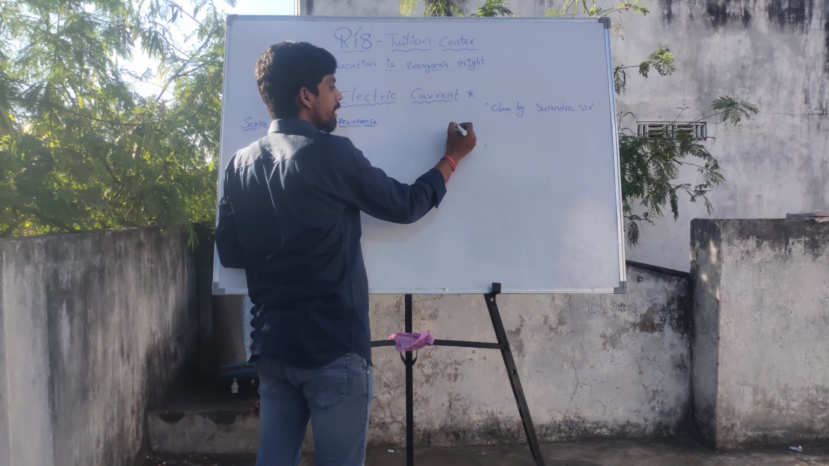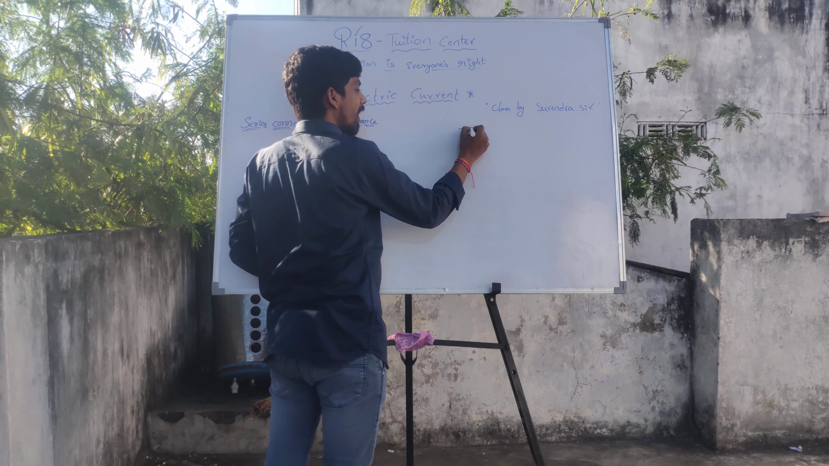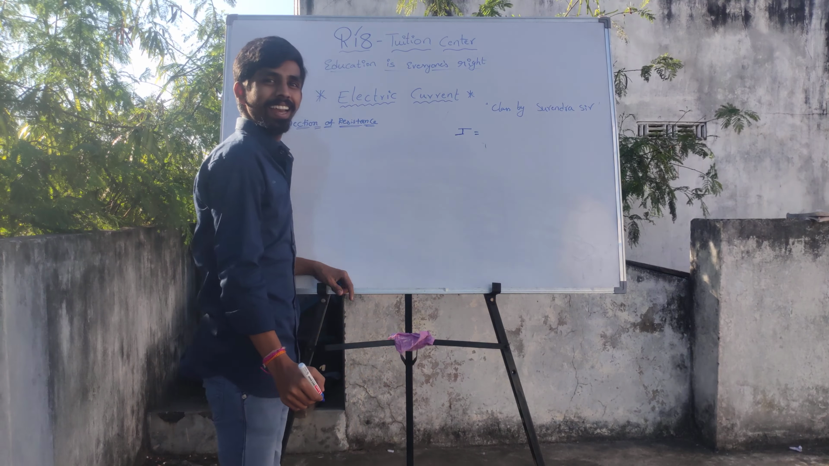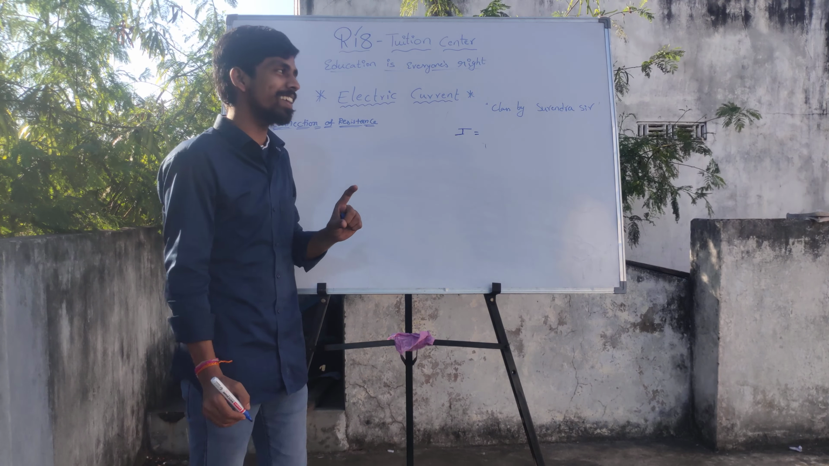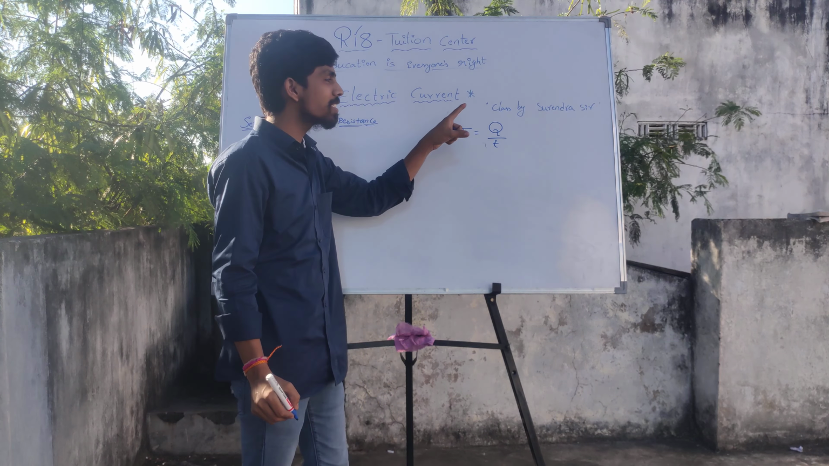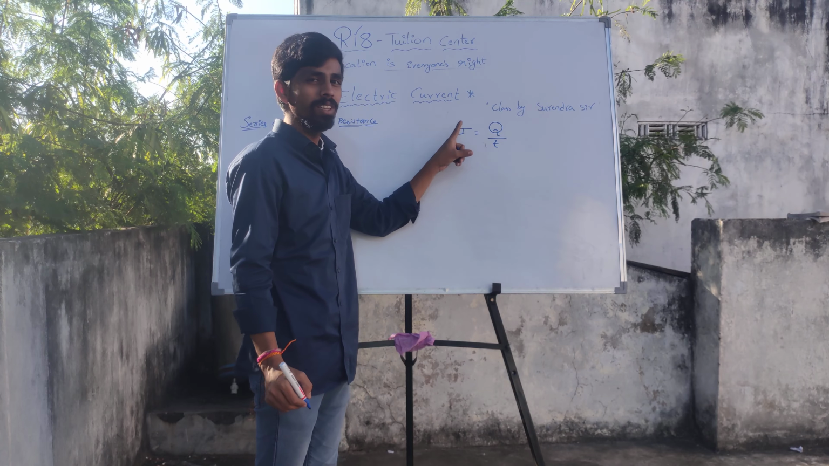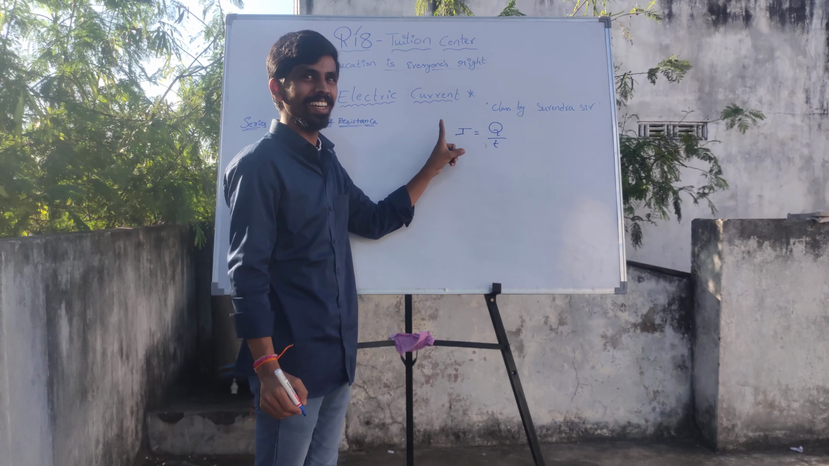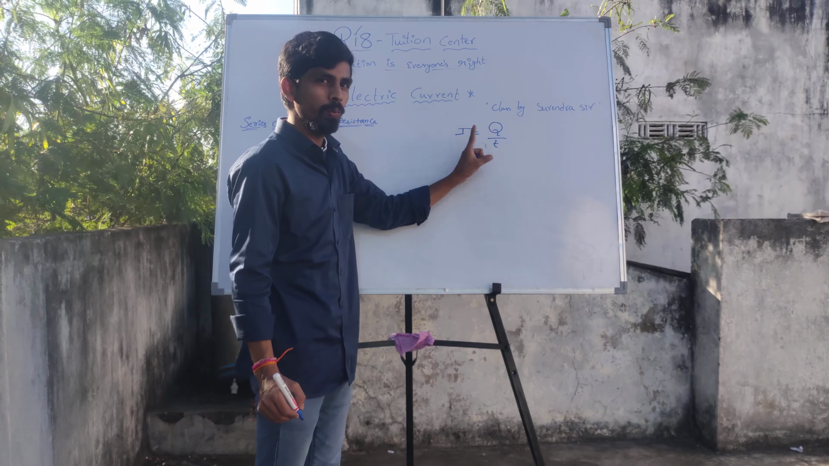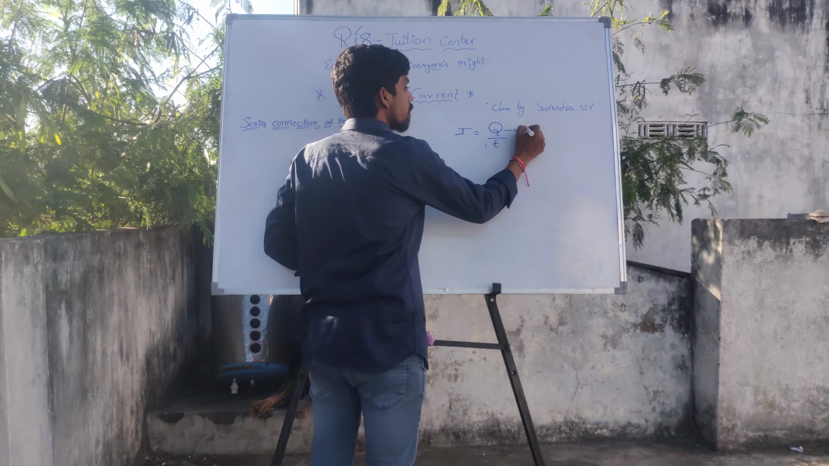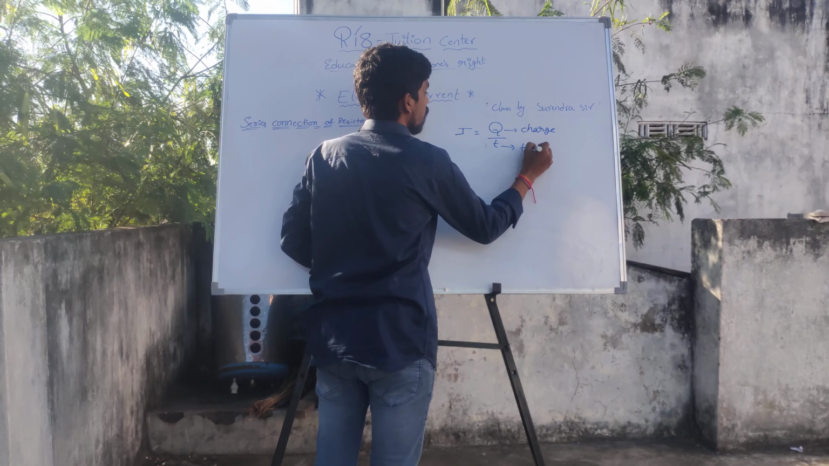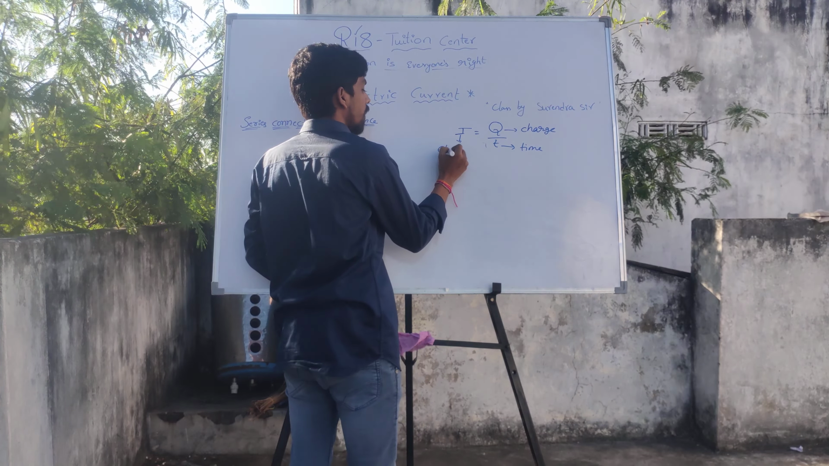Electric current is represented by the letter I, which can be defined as the number of charge carriers that pass through a unit time. Electric current I equals Q by T, where Q means charge, T means time, and I means electric current.